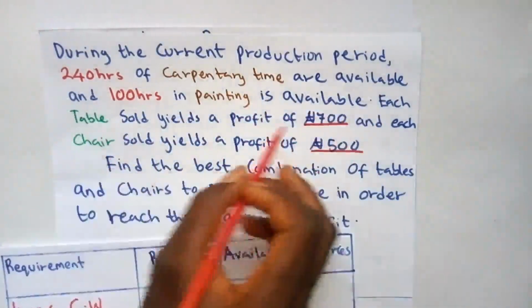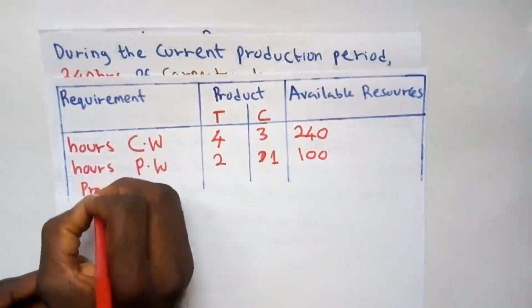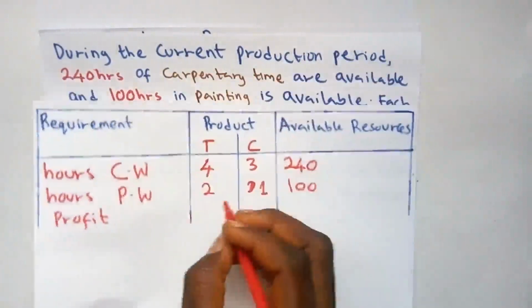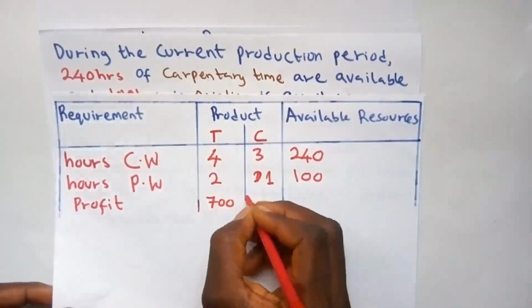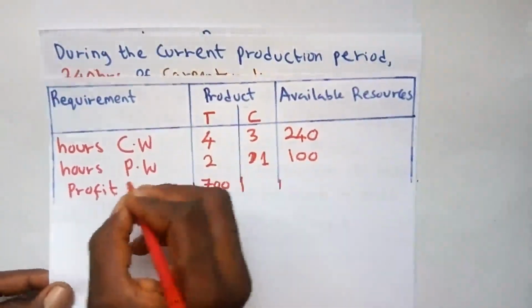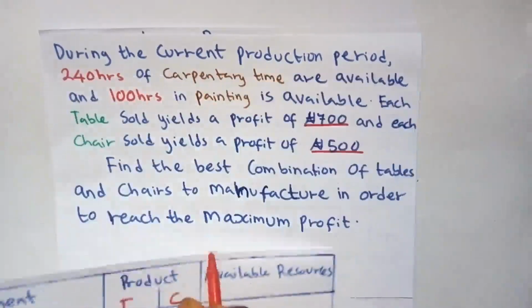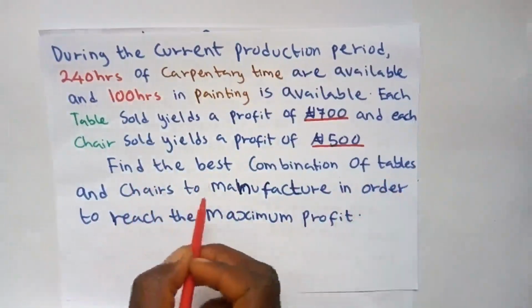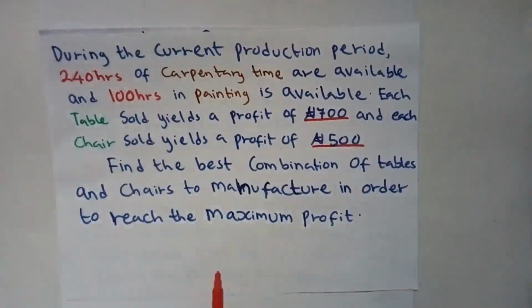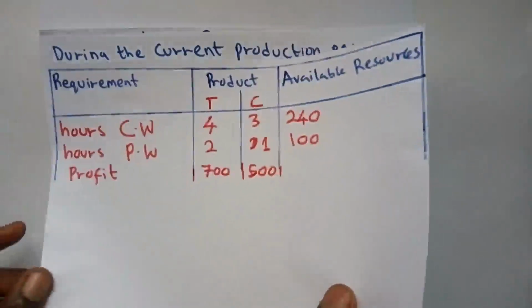Each table sold is a profit of 700 naira. So for the profit, for each table sold, the company makes a profit of 700 naira. And each chair sold is a profit of 500 naira. So for each chair sold, the company makes a profit of 500 naira. Find the best combination of tables and chairs to manufacture in order to reach the maximum profit. So the question says to find the number of tables and chairs to manufacture in order to reach the maximum profit.